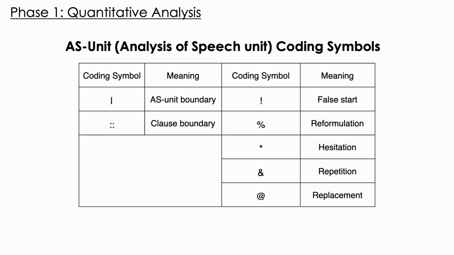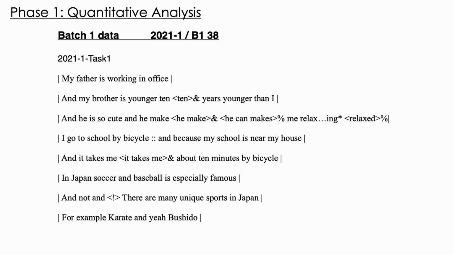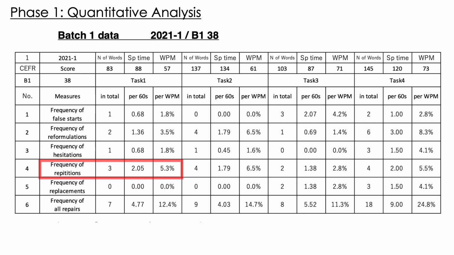As for quantitative research, I'd like you to get used to the original coding symbols which I set using AS-unit. For example, symbol N indicates repetition. This is my transcribed data. I found 3 repetitions, so I put the AND symbol here. Then I calculated and made a list like this.